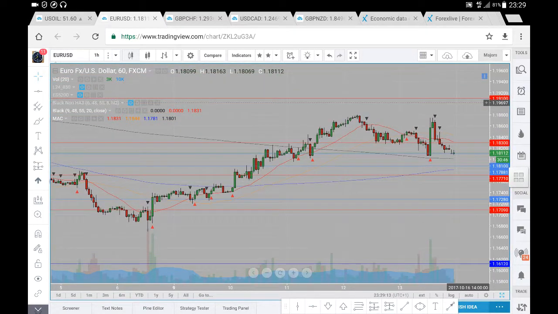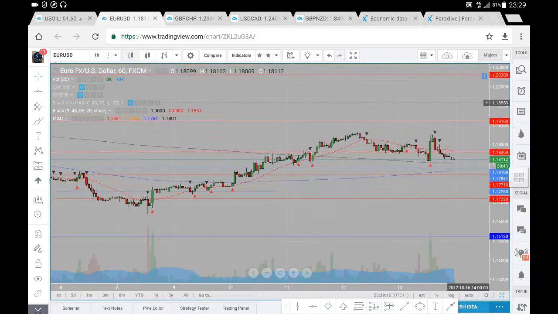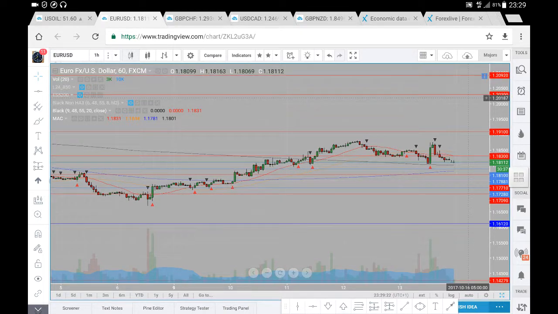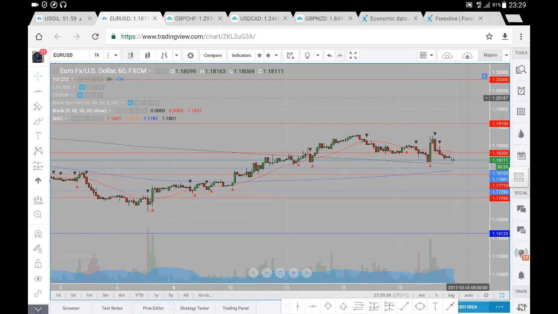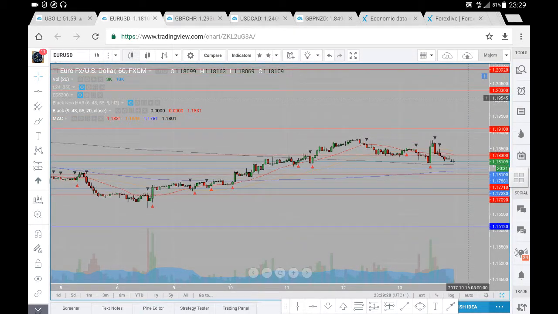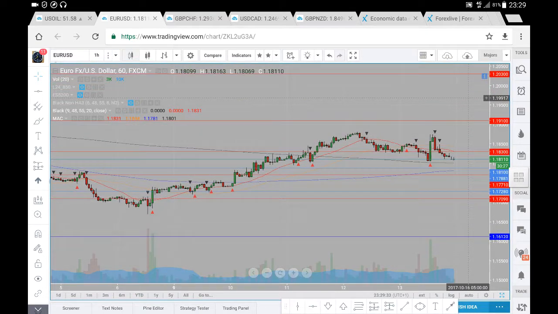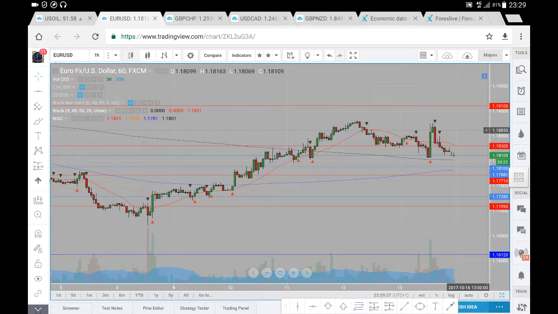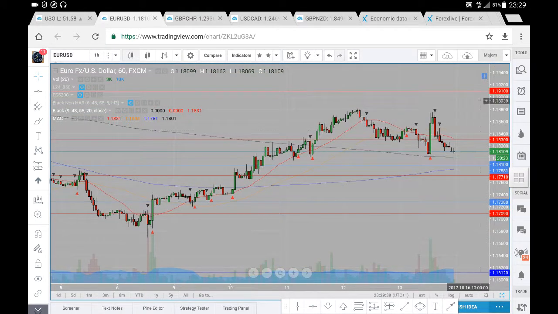I don't expect those levels to be breached today, Monday the 16th. So 1.2030 to the upside and 1.1710 to the downside. I expect markets to be that volatile, especially on a Monday.